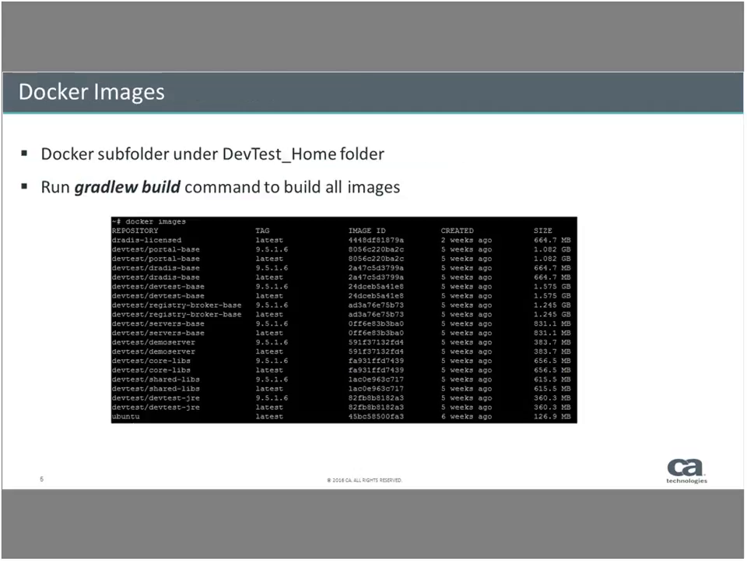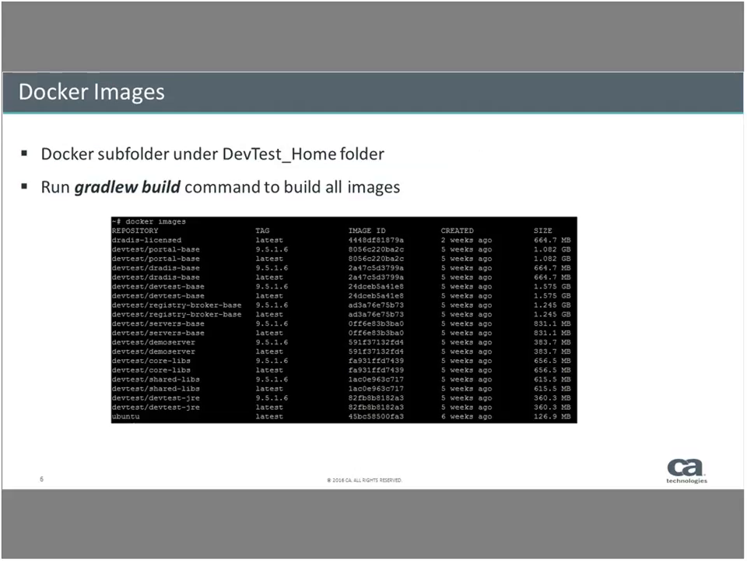Out of the box, we provide Docker images for the dashboard, for the portal, for the DevTest base, the registry base, broker base, servers base, the demo server, the core libraries, the shared libraries, and the GRE. Right? These are all images that we provide out of the box.